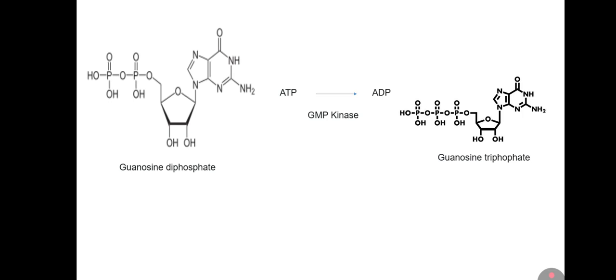So once GDP is formed, again with the help of kinase enzyme, ATP is converted to ADP. One of the phosphate groups is again transferred to guanosine diphosphate, that is again the terminal group. So that is how we get guanosine triphosphate. So this is about the formation of guanosine triphosphate, that is GTP.